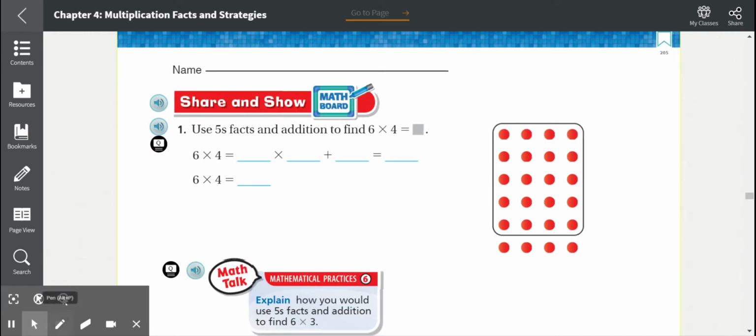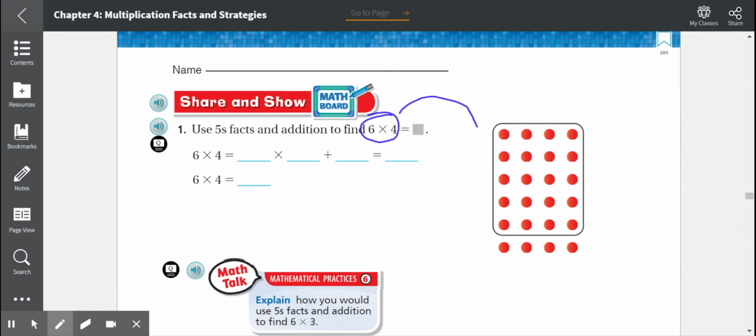Okay, so here we're going to use 5's facts in addition to find 6 times 4. So right here, we're going to do 6 times 4. So this is this array. 1, 2, 3, 4, 5, 6. 1, 2, 3, 4. But what they're saying is we could multiply 5 times 4 first.